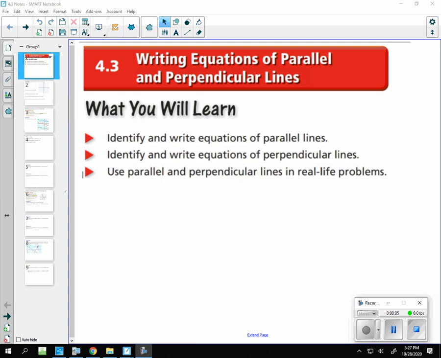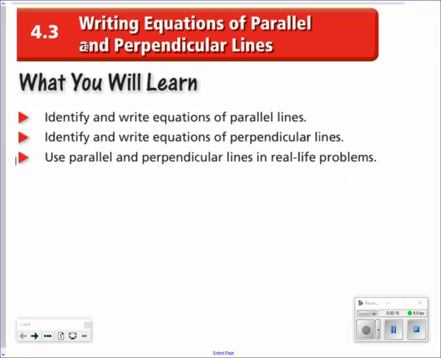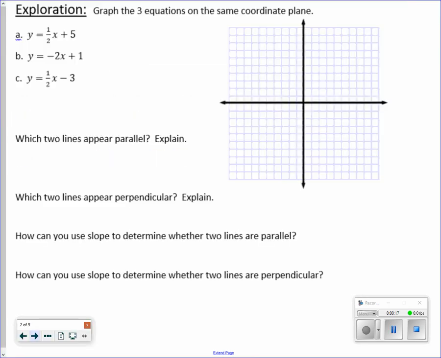Today we're going to talk about section 4.3, writing equations of parallel and perpendicular lines. So first we have to talk about what happens when you have a parallel line and what happens when you have a perpendicular line. So we have a little exploration.